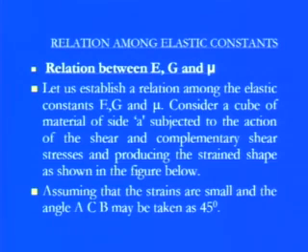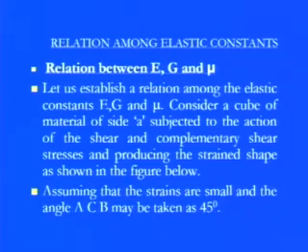Now we want to set the relationship between those elastic constants. First, the relation between E, G and mu. E is the Young's modulus of elasticity, G is the shear modulus of rigidity, and mu is the Poisson ratio. Let us establish a relation among these elastic constants and consider a cube.